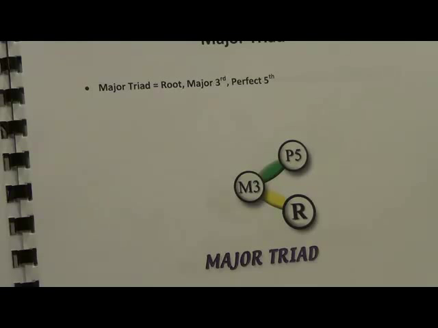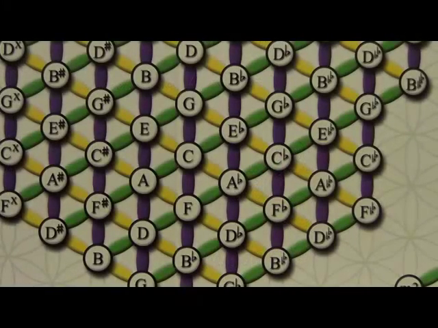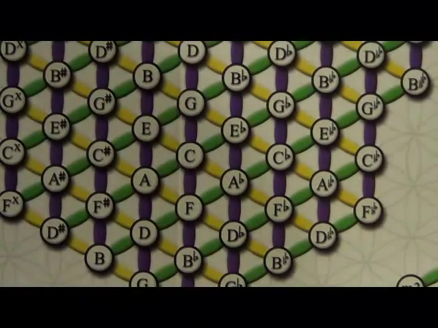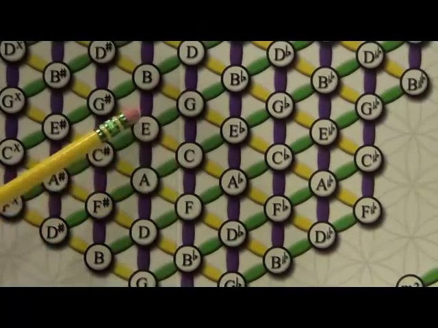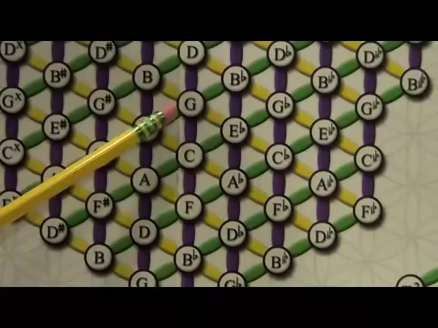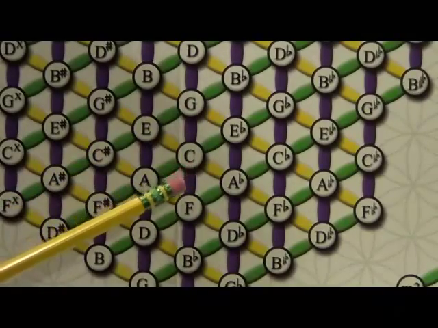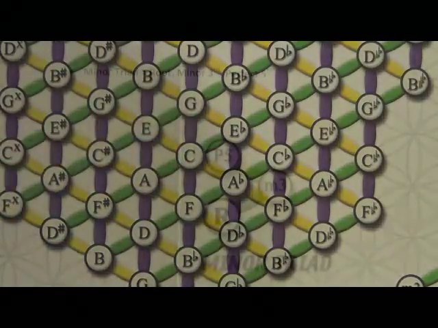So you'd set your root, and then you go up a yellow to your major third, and then up a green to your perfect fifth. So to apply this to the flower of music, you would set your root note to the triad you want to build. So in this case, let's do C major. So here's C, go up a yellow to E, and then go up a green to G. So your C major triad would be C, E, and G.